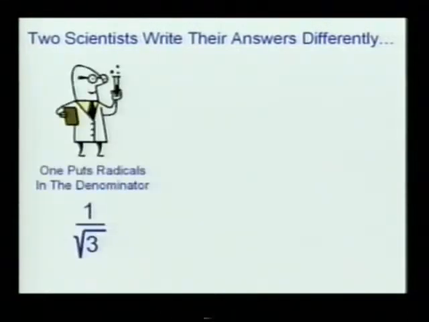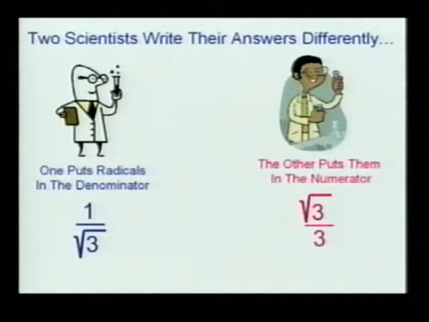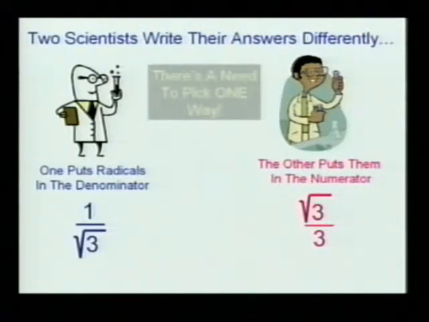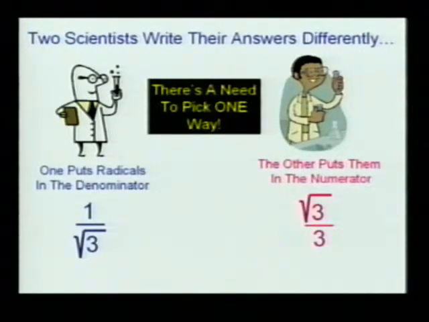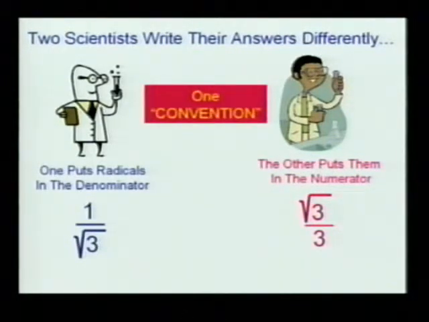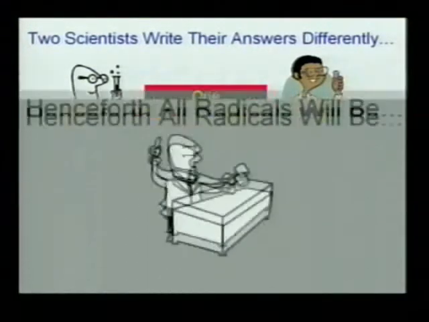We can't have people writing answers differently. So we're going to have to decide, looking at these two answers, which way we're going to write it so that we can compare them. We're going to only pick one way. We're going to call it a convention. One convention, one way to do things so that everybody can compare them. Everyone will know we're all doing it the same way.